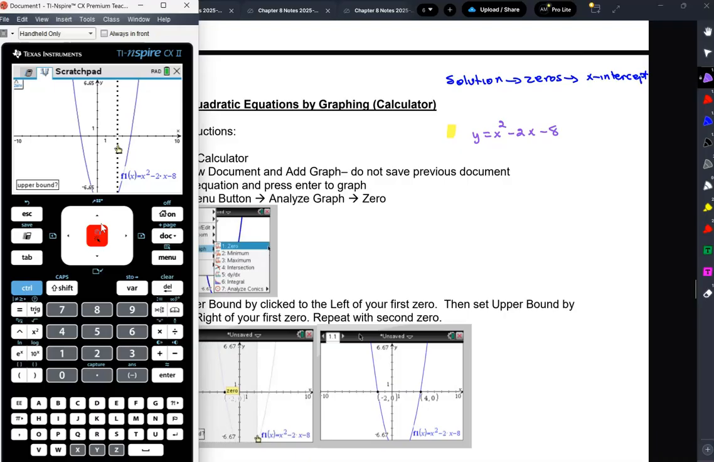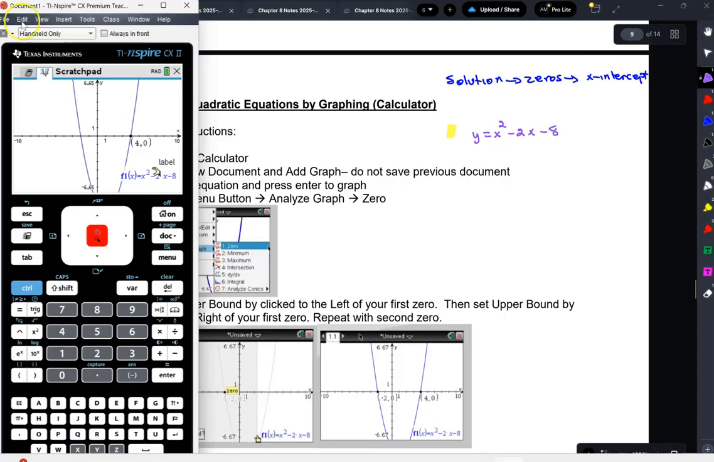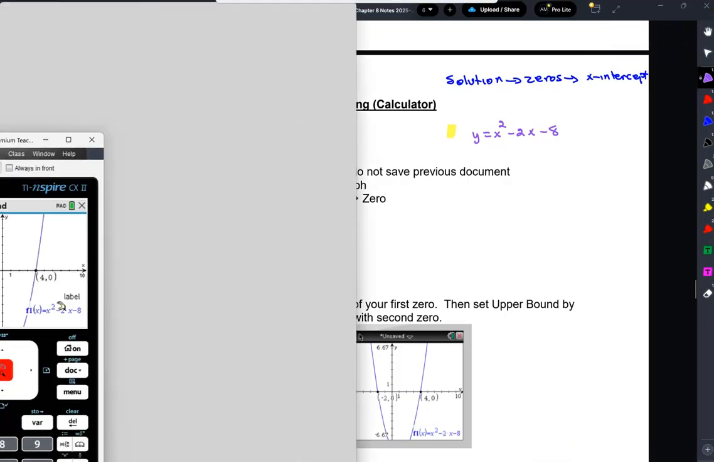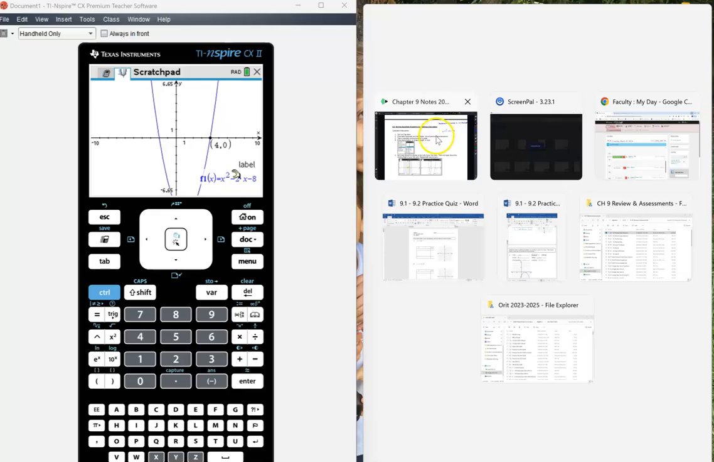Now it says upper bound. So now with your thumb, you're going to swipe this way, okay? And then press the center button again to lock. And look at your zero, 4, 0. Okay? 4, 0. So that's how we do it. Now, that's how we find zeros. Now we're going to do this for all of the other ones at the bottom of the page. So let's do this.